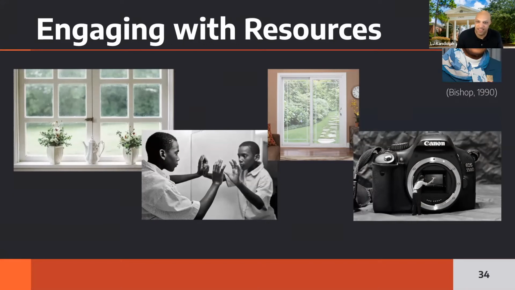You hear this analogy quite often now, and this is decades old. But thinking of resources as a window where students can look out into other worlds and experiences, a mirror where they can see their own experiences validated and present in the curriculum, a sliding door where they can both literally and figuratively enter into the worlds of others.